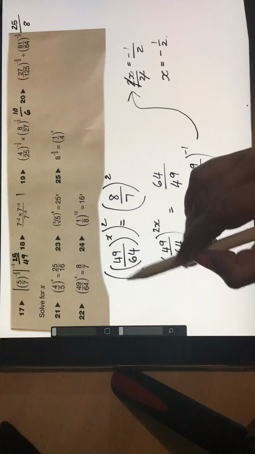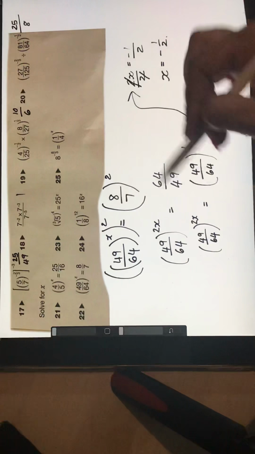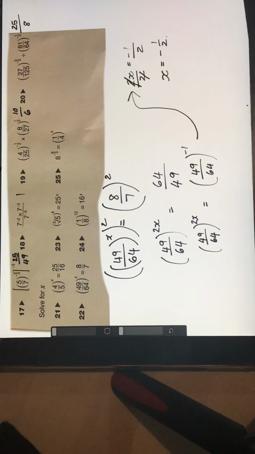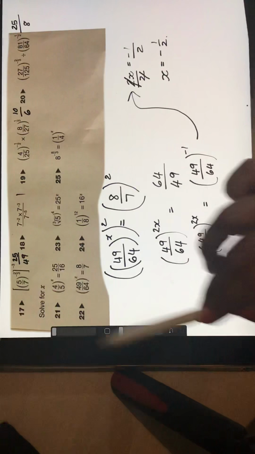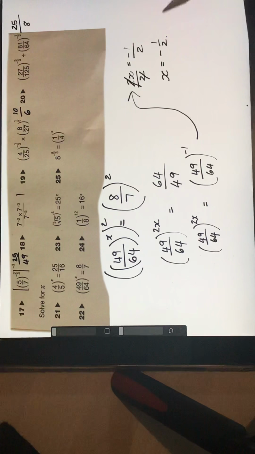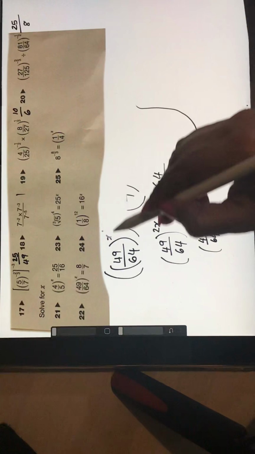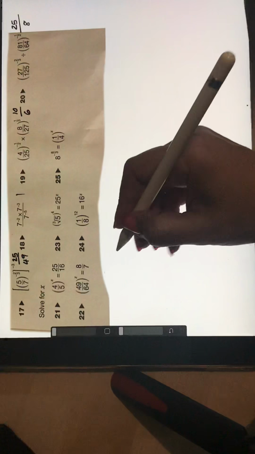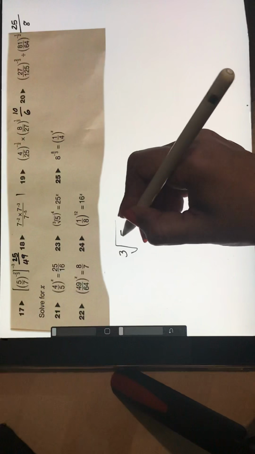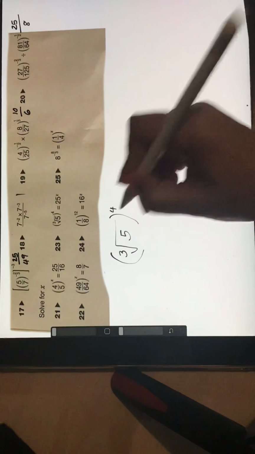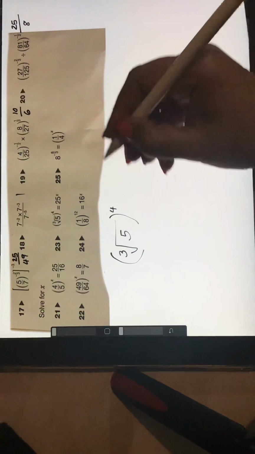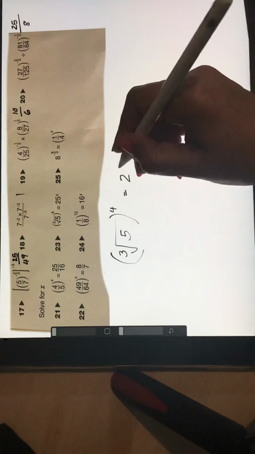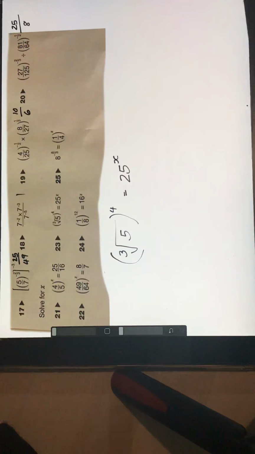Just to show you that you can take the square root or you can square both sides, whichever way is easiest for you. Right, so this would then be the answer for number 22. X is equal to minus a half. Okay, moving on to number 23. We have the cube root of 5 raised to the power of 4, and that is equal to 25x.